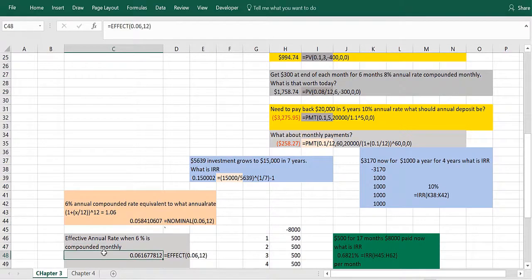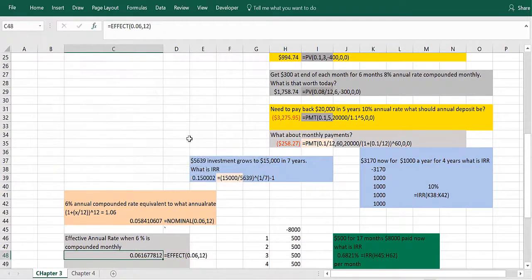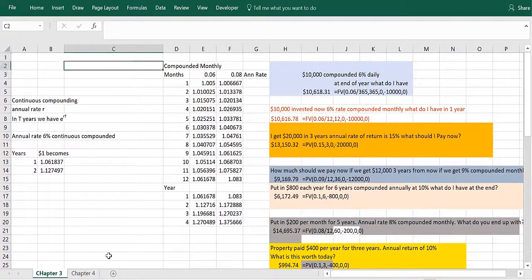Now, what's the effective annual rate when 6% is compounded monthly? Well, that would be 1 plus 0.06 divided by 12 to the 12th. And there's a function for that called the effect function. So if you've got 6%, which is the nominal rate, and you want to figure out what that's equivalent to after you compound monthly, it's 1 plus 0.06 divided by 12 to the 12th, which is 6.2%. That's the one we got right here.